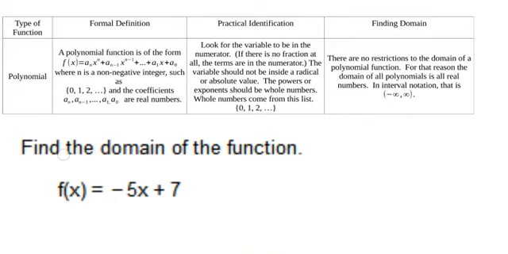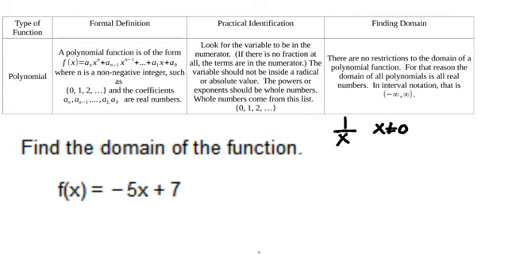For this question, we want to find the domain of the function f of x equals negative 5x plus 7. As we look at this function, we're looking for signs of restrictions on the domain. What I mean by that is we're looking for a variable to be in the denominator, because division by 0 is undefined and the denominator cannot equal 0 because of that.